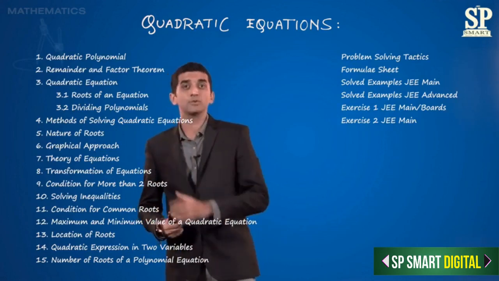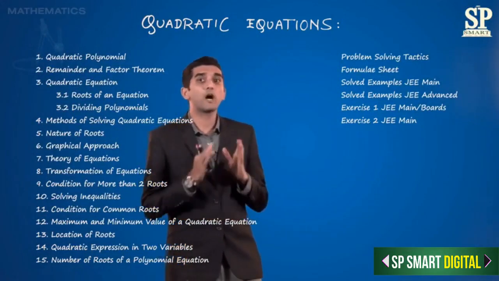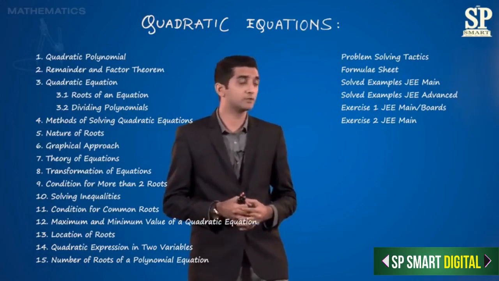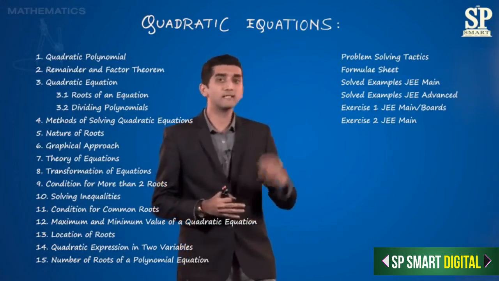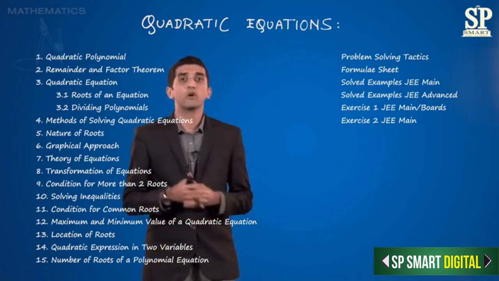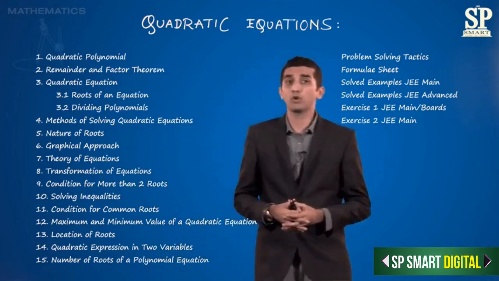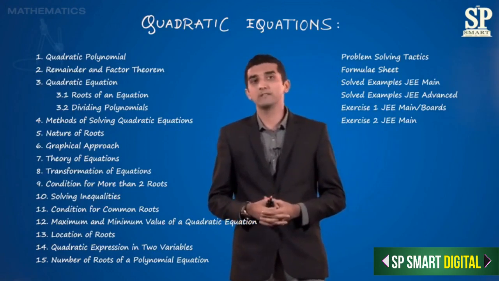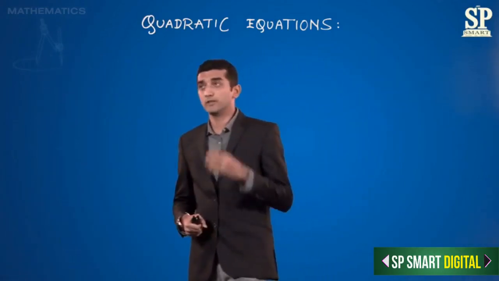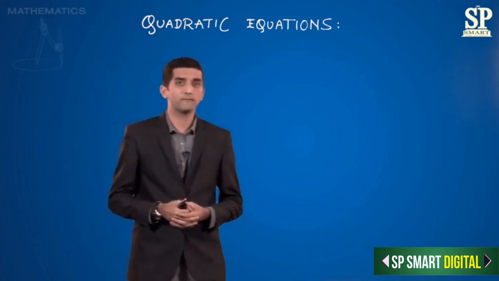Once all the conceptual understanding is done, we are going to learn about a few tactical problems, how to approach conceptual problems. Then there are some more solved examples of the mains and advanced type. And lastly, we are going to end with the JEE mains and advanced questions of previous years. So this is a brief index of what all we are going to learn in this amazing chapter of quadratic equations. So now friends, let's start with the very first topic of this chapter, which is polynomial functions.